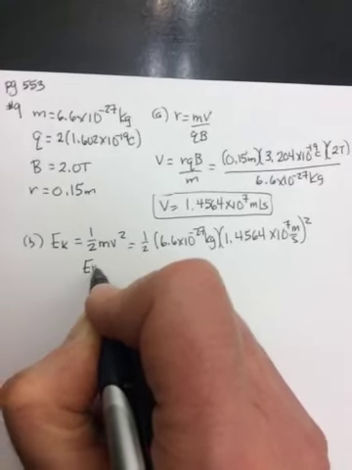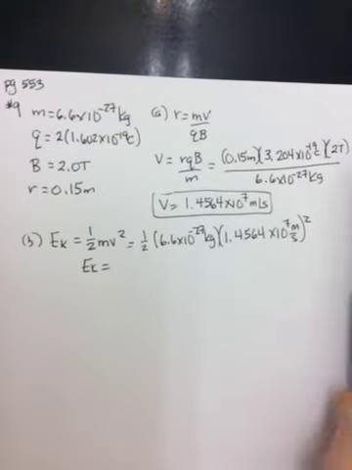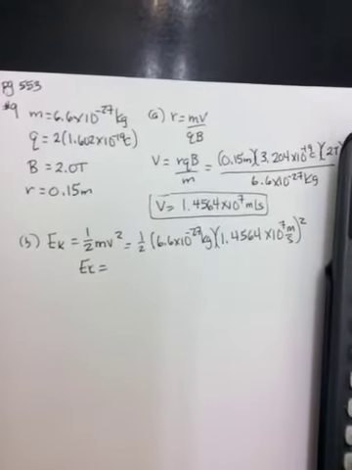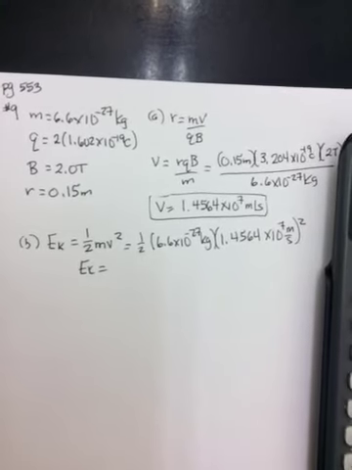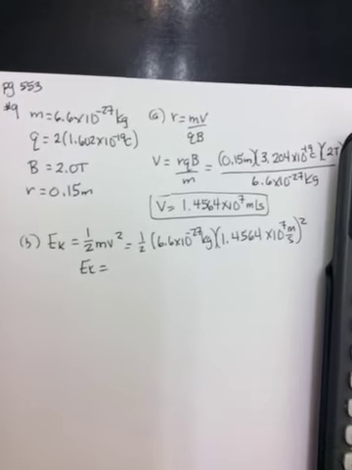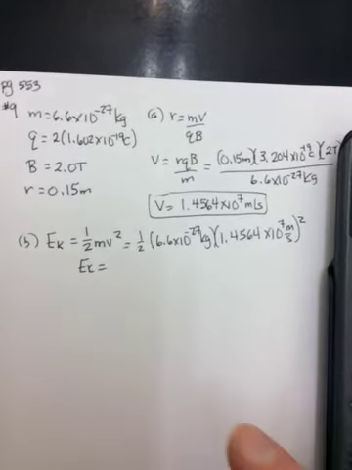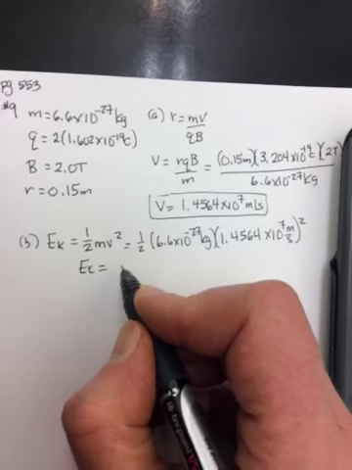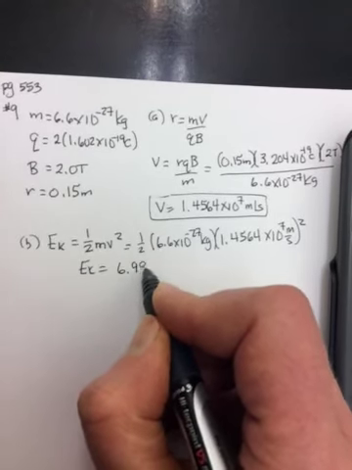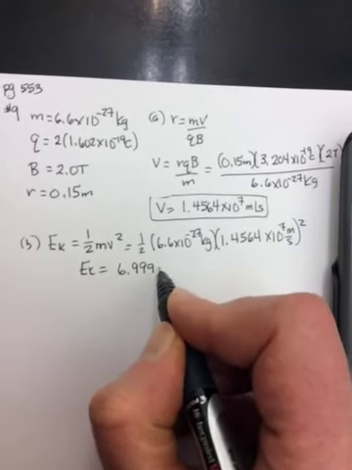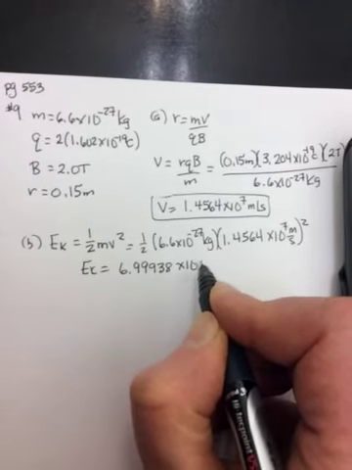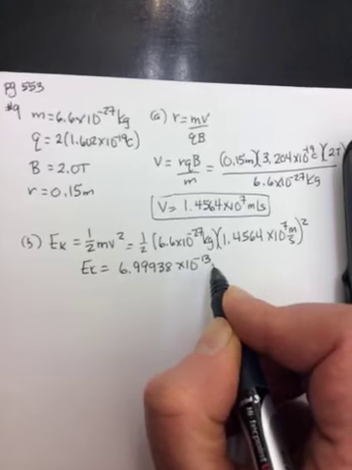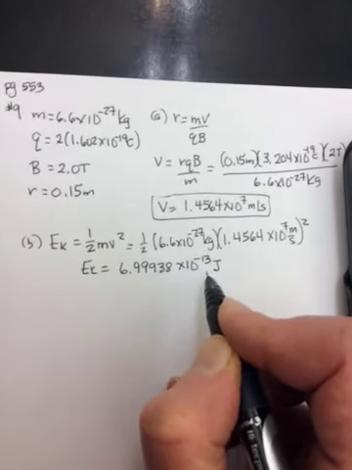So you have this speed in your calculator. Don't clear it, just square it. That way you're keeping all the digits. Times half of 6.6, which is 3.3 times 10 to the negative 27. And if you don't round, you should get 6.99938, etc., times 10 to the negative 13. And energy is measured in joules.